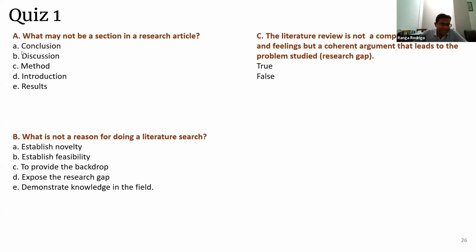Question one: what may not be a separate section in a research article? Yeah, some people are giving correct answers. Thank you to those who are giving good, correct answers. Once in a while there's an incorrect answer also. Okay, I'll give you the answer for the first question. Conclusion must be there in a paper, it's a must. Discussion may be combined with the results section, right? That's why discussion may not be a section. The method section must be there, introduction must be there, results must be there. So this is the correct answer.